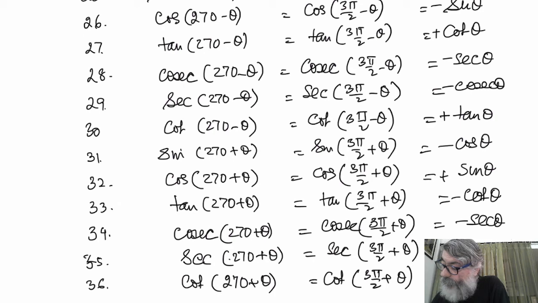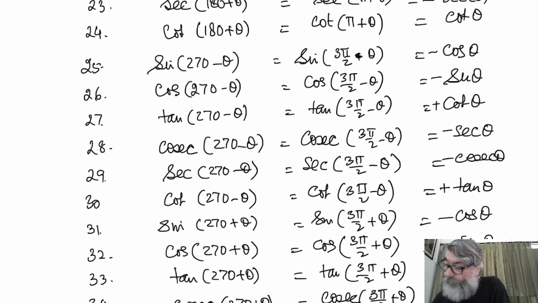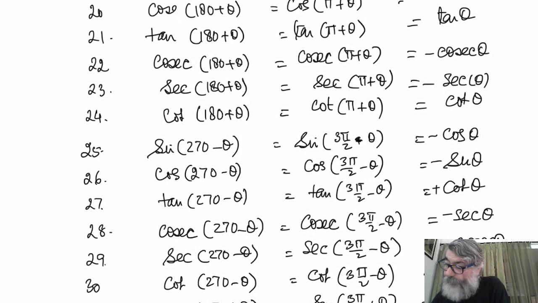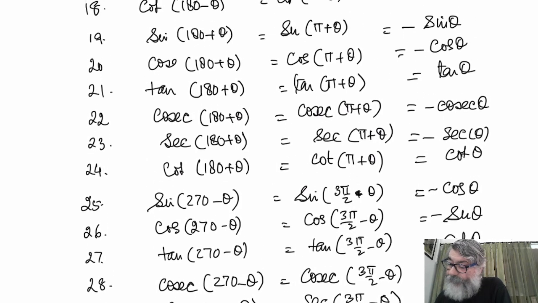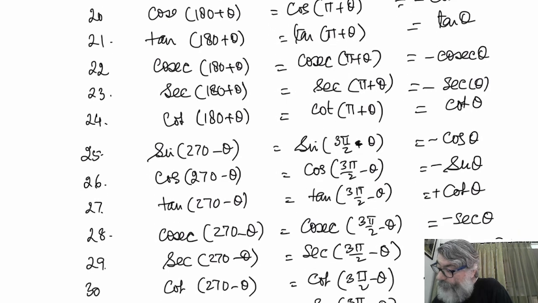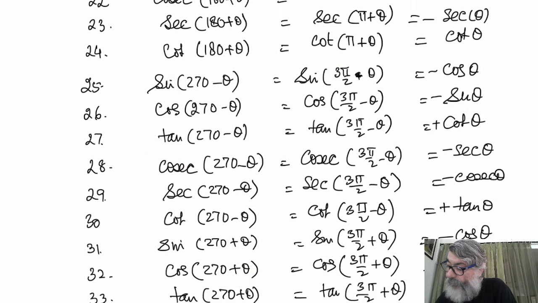I want to check one before this. 270 minus theta means they are coming into the third quadrant, and in the third quadrant what happens? Which are positive? In the third quadrant, tan and cot are positive, the rest are negative. That I had done right, there's no problem.